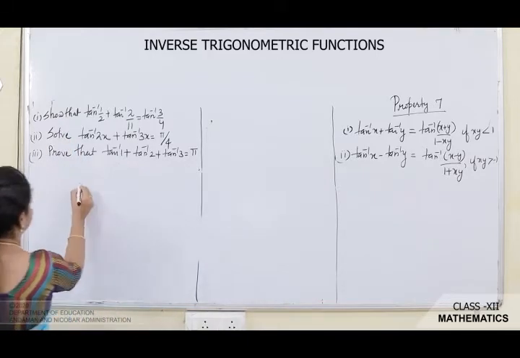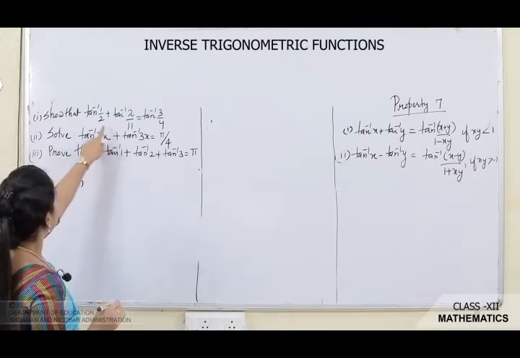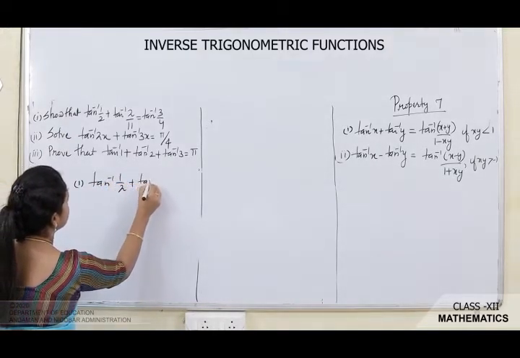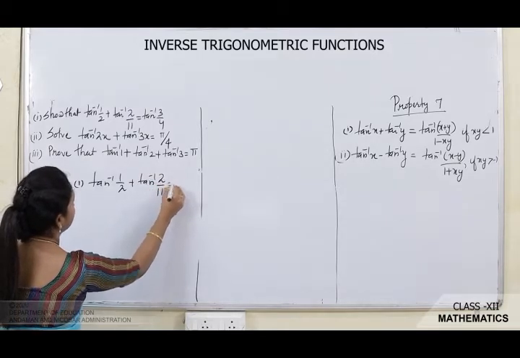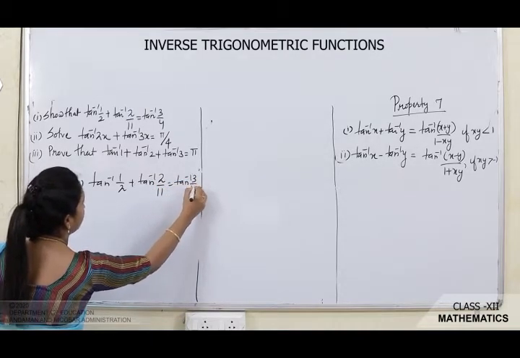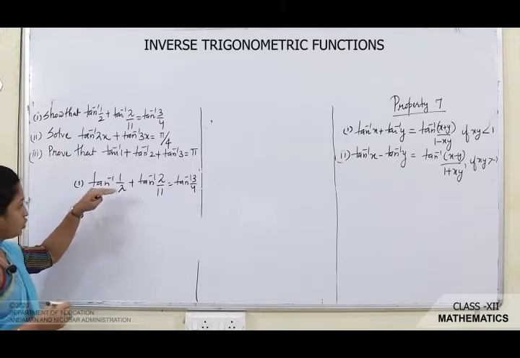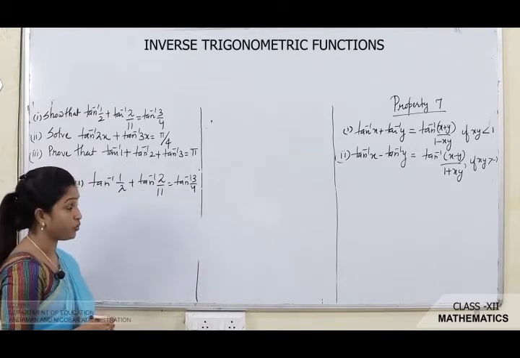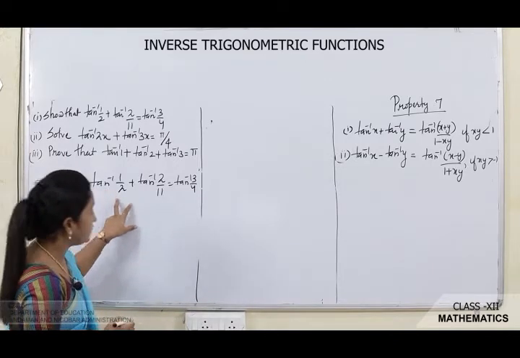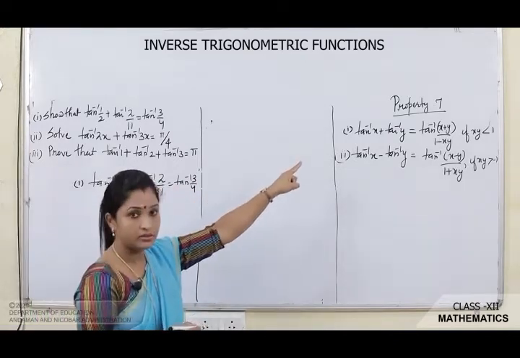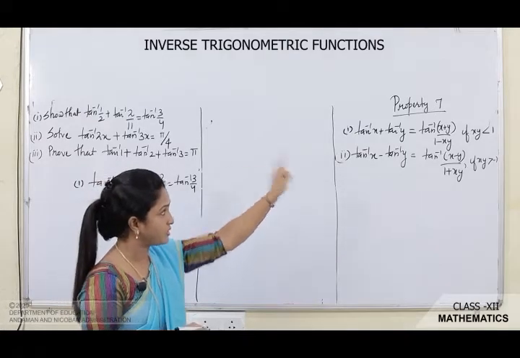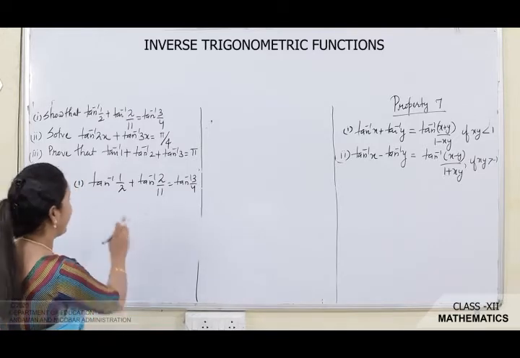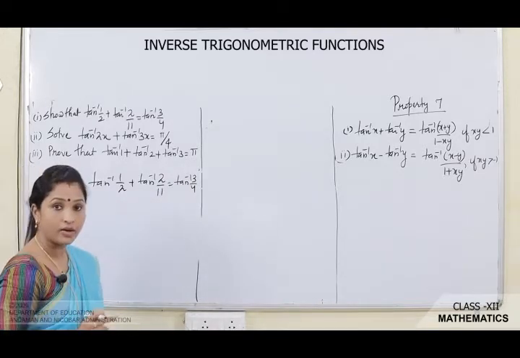Question number 1. Show that tan inverse half plus tan inverse 2 by 11 is equal to tan inverse 3 by 4. Okay. You have to show that tan inverse half plus tan inverse 2 by 11 is equal to tan inverse 3 by 4. Now, if you want to apply property number 7, the first part, the important part is the condition, whether when you multiply x and y, it is less than 1 or not.